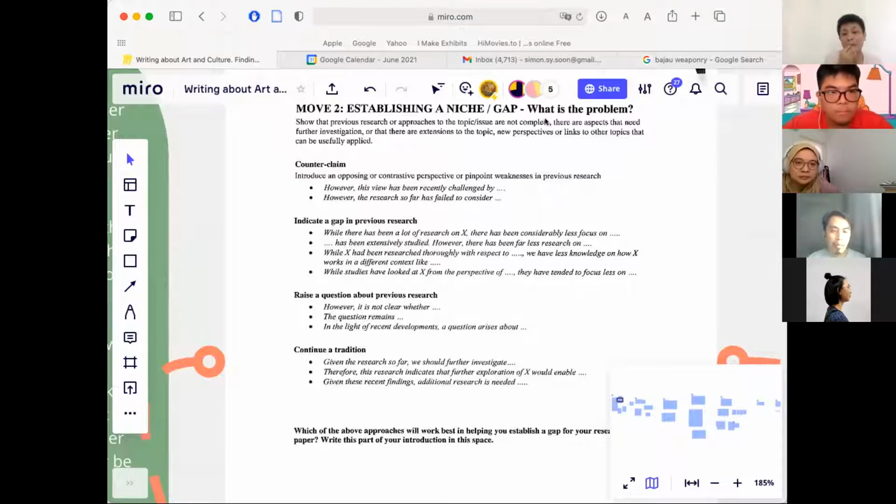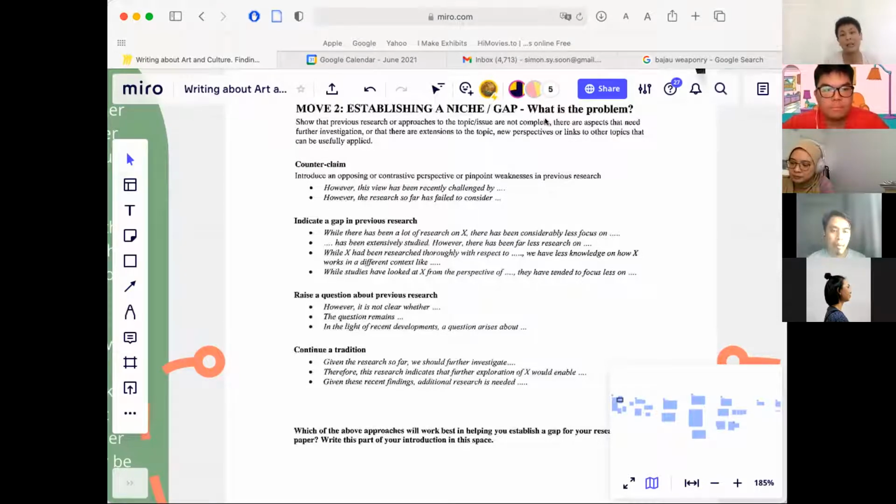In each of these types of problem statement, there are specific ways to write about it. Maybe this could give you an idea of how you can structure your sentence so that it becomes clear that this is a problem you're trying to address.